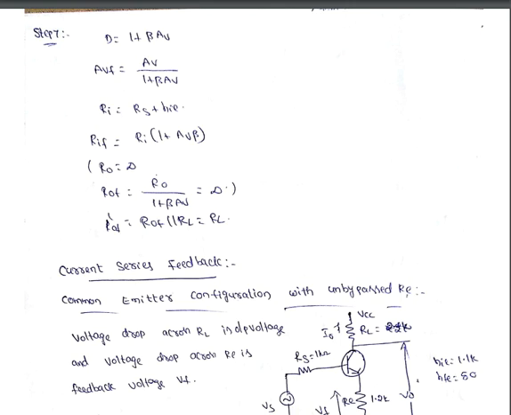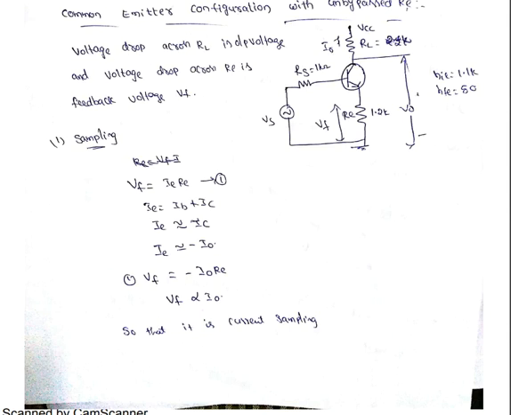Now we go with the other example with respect to the current series feedback. For this current series feedback, let us take a common emitter configuration with the unbypassed emitter resistor. The diagram shows a common emitter configuration with unbypassed resistor. The voltage drop across RL is the output voltage and the drop across Re is the feedback voltage. So first we can find your sampling.